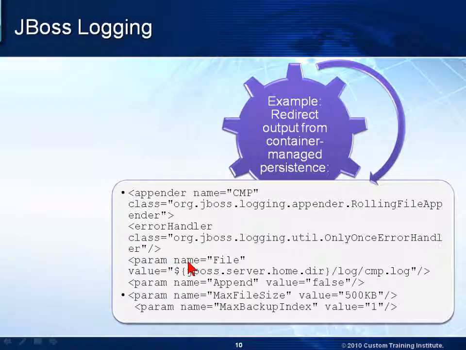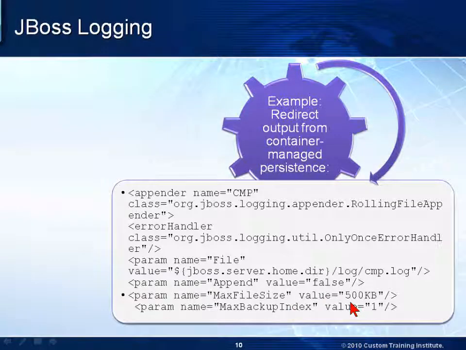Then the parameter name is File, and the value is the JBoss server home directory /log/cmp.log. So the file where we're logging this is going to be in the JBoss server home directory /log/cmp.log. That's where we're going to log this. Parameter name is Append, value is false, so we're not going to append. The parameter for maximum file size is 500K, and the parameter name is MaxBackupIndex, value is 1.